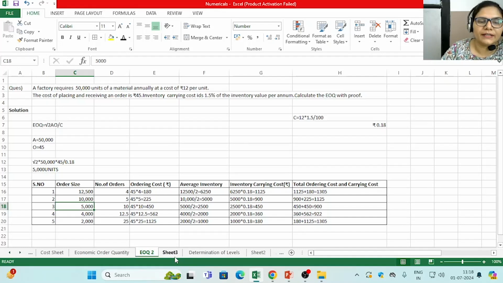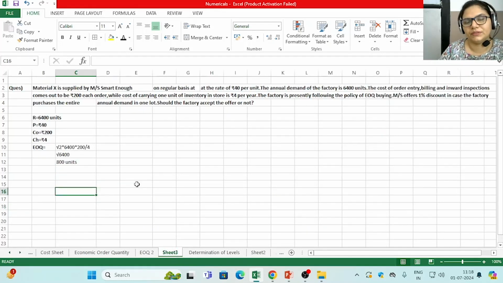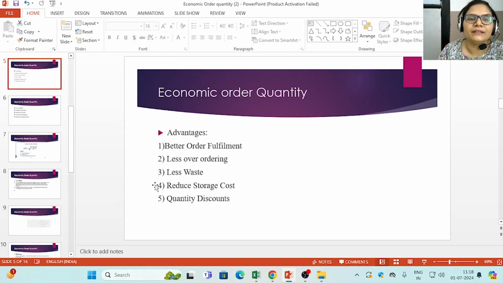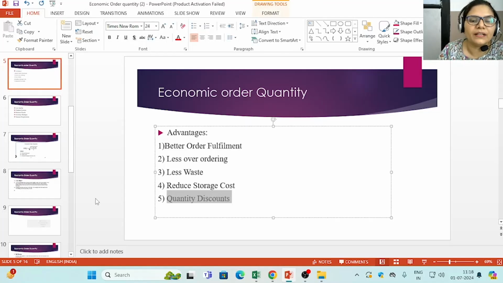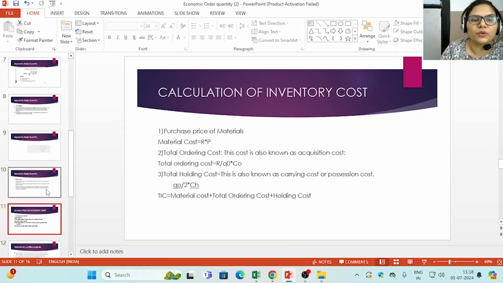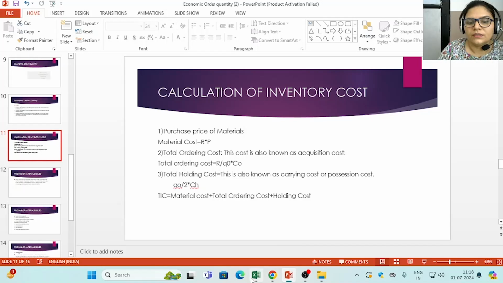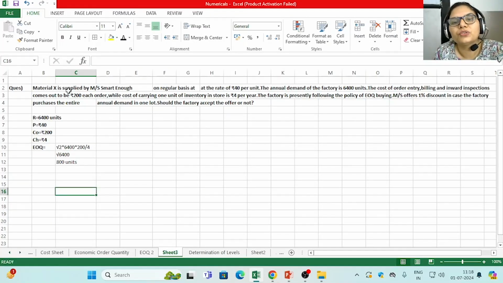Now moving on further, let us take one more step ahead in understanding economic order quantity. In advantages of economic order quantity, if I revert back to the slide, we discussed that when we order economic order quantity, there are chances we can get discounts from the suppliers. So in this particular question, we will go through that concept of discount. Sometimes the supplier gives you an offer of supplying a certain amount of units and offering you a discount.